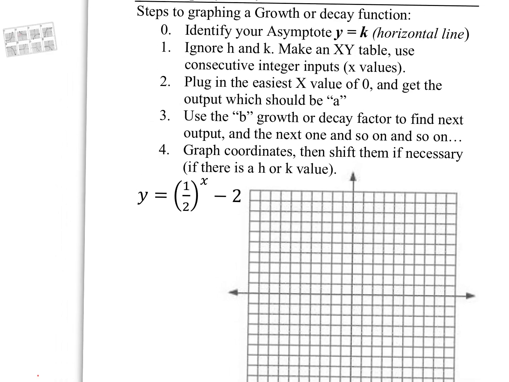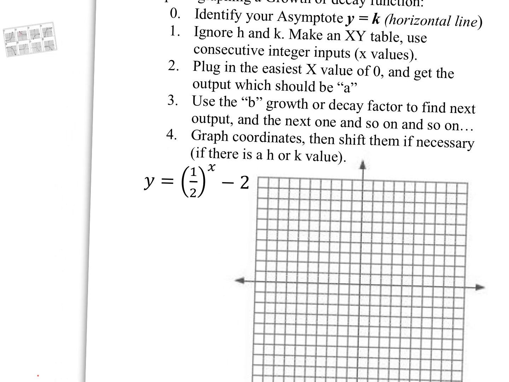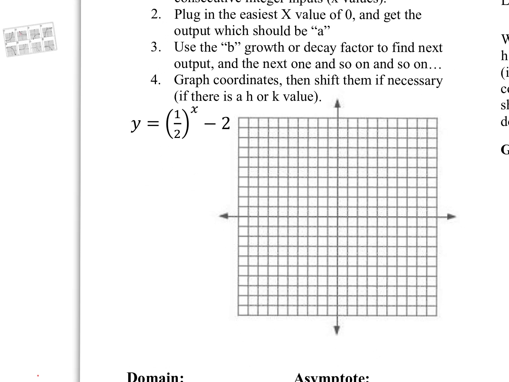Steps to graphing a growth or decay function. Step 1, identify your asymptote, the horizontal line, y equals k. And there's 2 ways that I've been explaining for you guys how to graph this thing. One is to ignore the k value until you have coordinates. Then you shift all your coordinates 2 units down in this case because the k value is -2. Or you could include the whole thing and do an XY table and actually plug in inputs and outputs into the whole thing, which is a little bit more math, but it depends what you're more comfortable with.